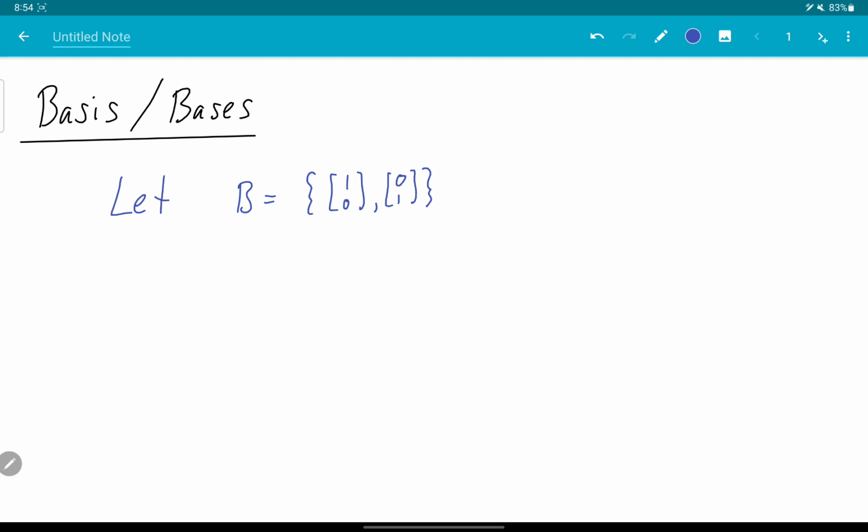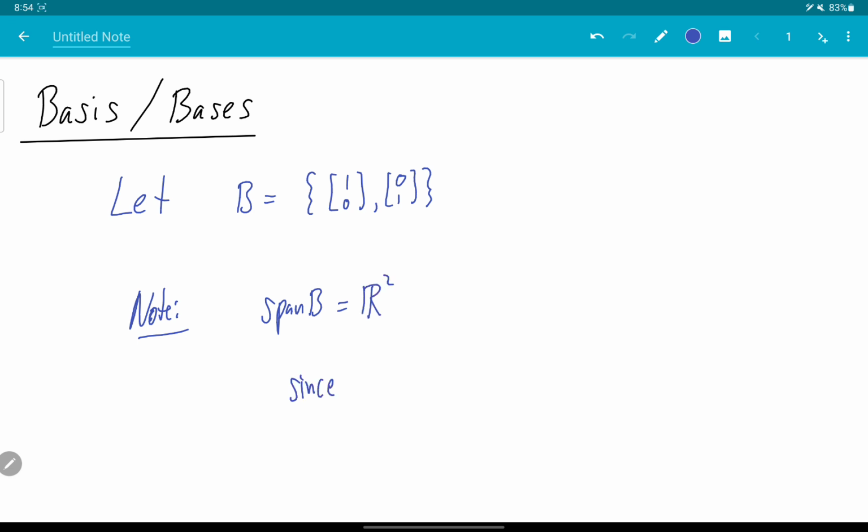Basis and bases. Very important topic. Let's jump in with this B here. But what do we notice about this B? Well, we notice that the span of B is all of R2.